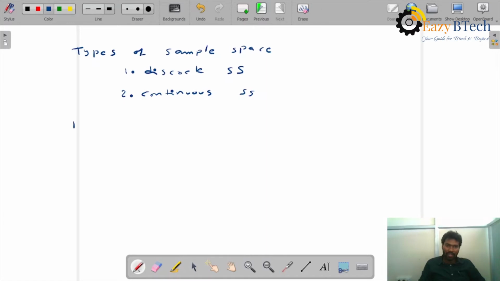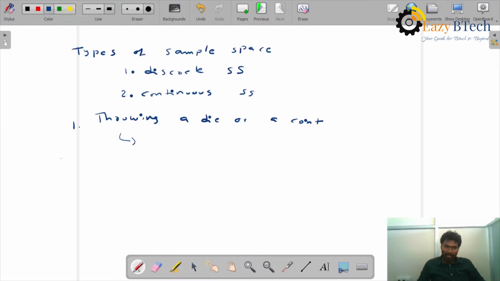Coming to the first type, the discrete sample space. As the name indicates, the values here should be discrete. The example is the previous one itself: throwing a die or a coin. So here we have two examples of a discrete sample space, throwing a die or a coin.